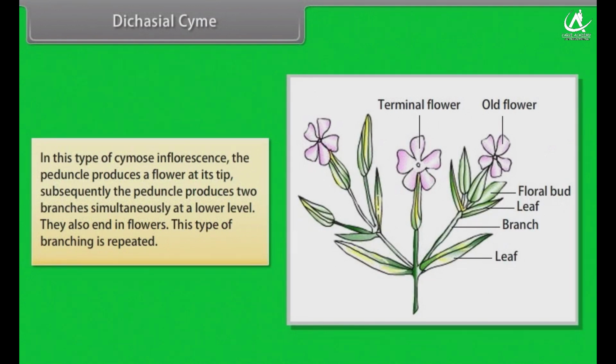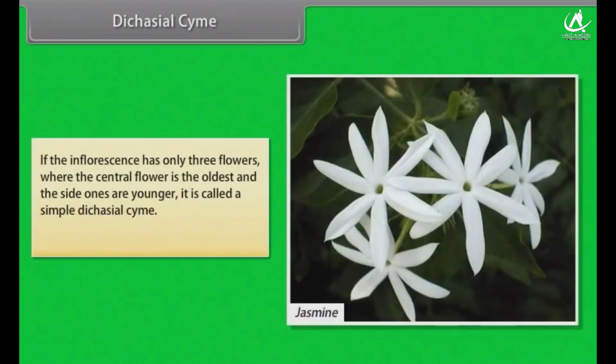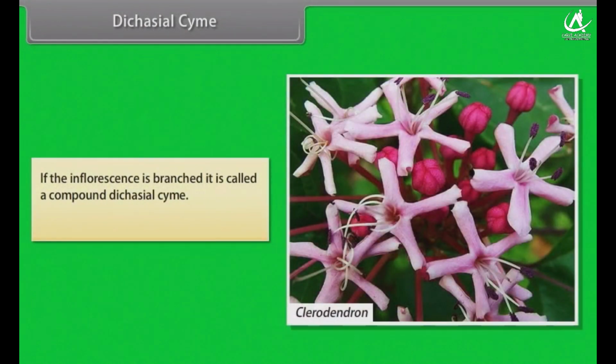Dichasial cyme. In this type of Cymose inflorescence, the peduncle produces a flower at its tip. Subsequently, the peduncle produces two branches simultaneously at a lower level. They also end in flowers. This type of branching is repeated. If the inflorescence has only 3 flowers, where the central flower is the oldest and the side ones are younger, it is called a simple dichasial cyme. Example, jasmine. If the inflorescence is branched, it is called a compound dichasial cyme. Example, clerodendron, Racea.